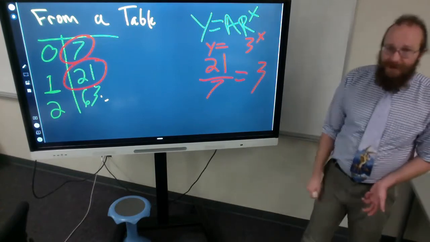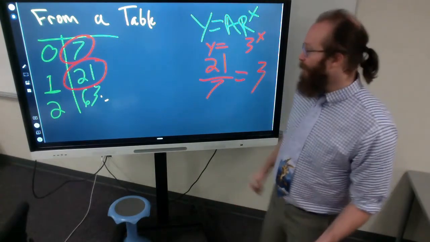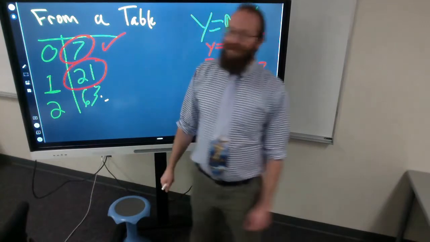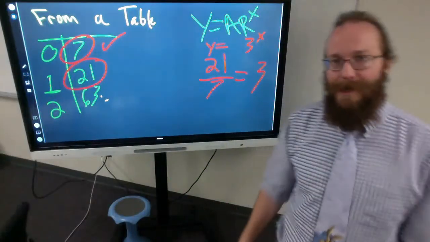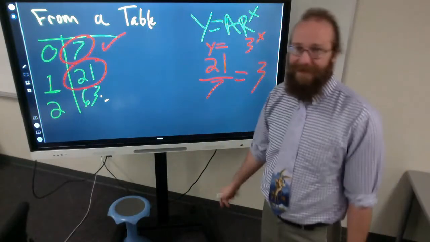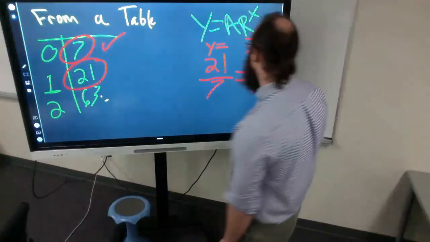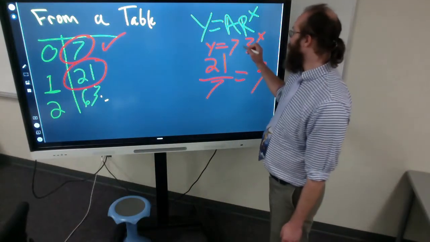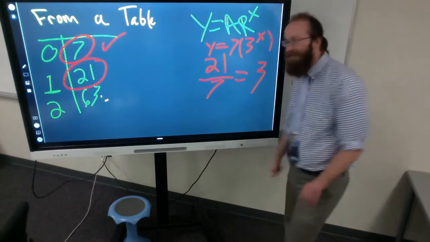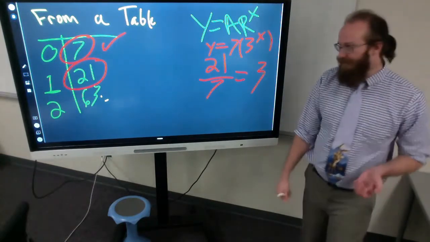Now there's 2 ways we could do this. Number 1, we know that our starting value is 7. It's given to us, it's the 0 point, we're good to go. We could plug in a 7 here and we'd be done. Sometimes it's not going to be given to us though.